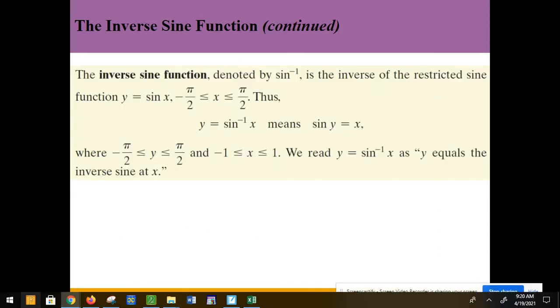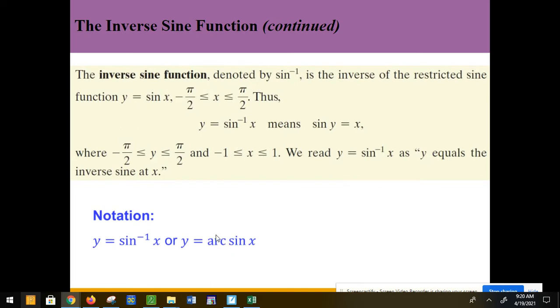Okay. The inverse sine function is noted by sine inverse. So again, that's not an exponent of -1. It's the restricted sine function for specifically a domain of -pi/2 to pi/2. So y equals sine inverse of x is the same thing as saying sine y equals x. You're flipping the x and the y, just like we learned inverse functions did in Algebra 2. And we read this y equals the inverse sine of x, right? Y equals the inverse sine of x.